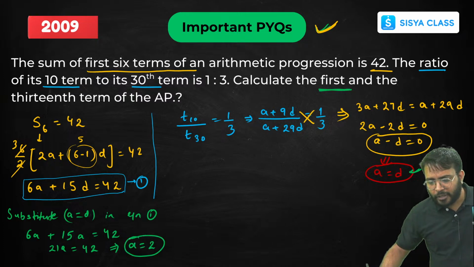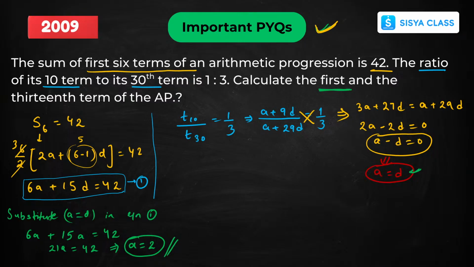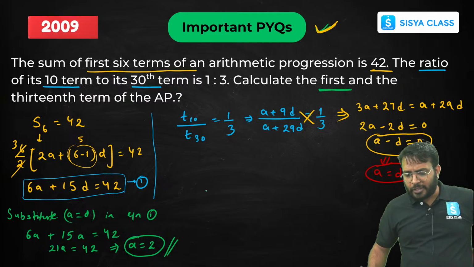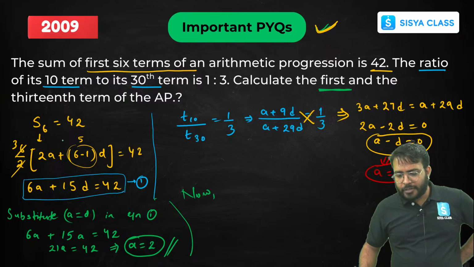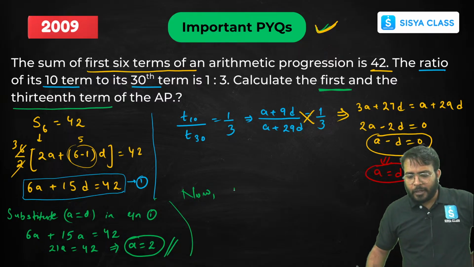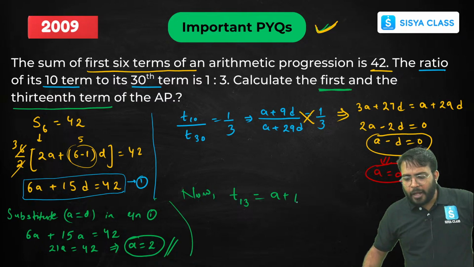Yes or no? So from here we got our first answer, that is my first term. The value of a is 2, first term. Now after this I need to find out T13, right? After this I need to find out the 13th term. 13th term means T13, and T13 means a plus 12d.